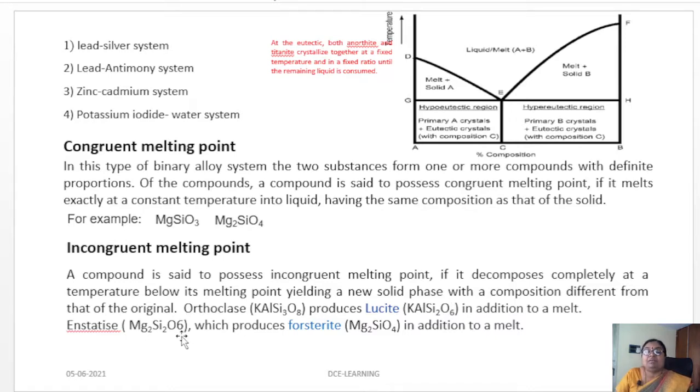Another one, magnesium silicon hexoxide, produces forsterite in addition to a melt. This is the main difference: after the melt, whenever it cools, we are going to get a different material, of a different composition from the original.